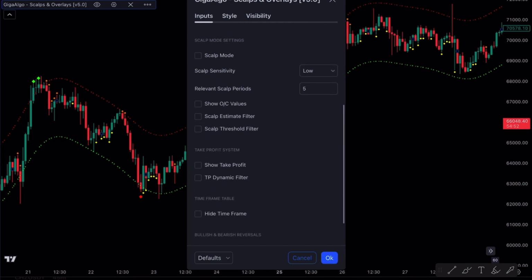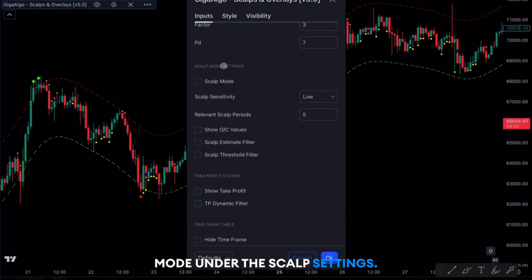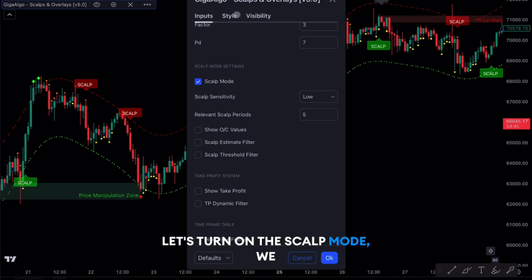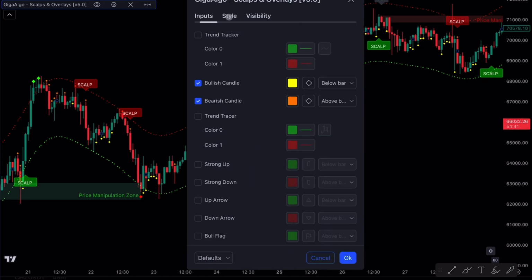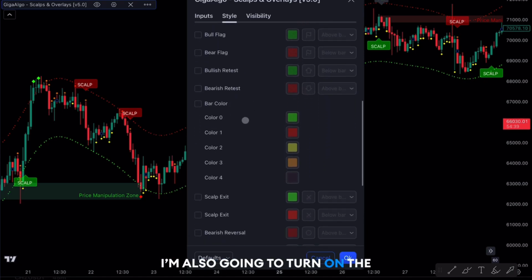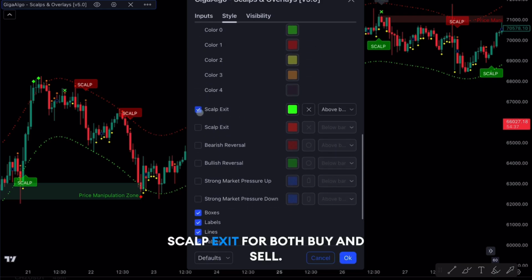Next, we have the Scalp mode under the Scalp settings. Let's go on the Scalp mode. We will come back to these settings later. I'm also going to turn on the Scalp exit for both buy and sell.